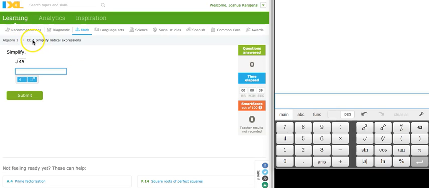Hello, let's do EE.1 from IXL. So we're simplifying square roots.